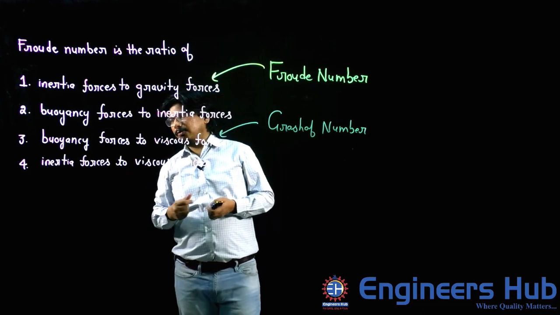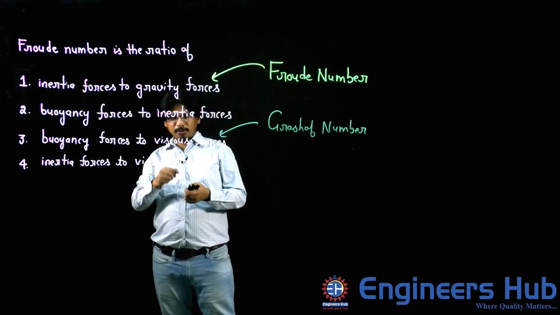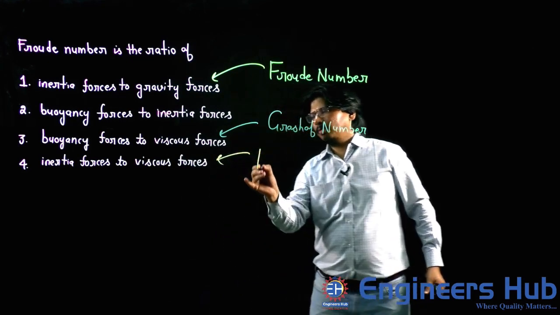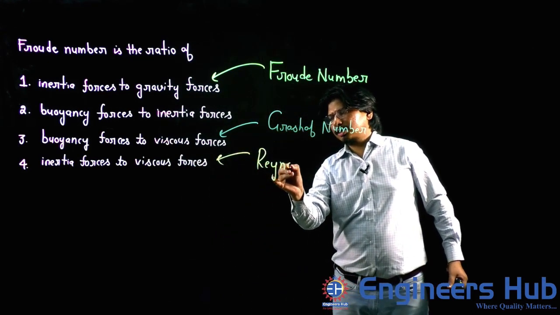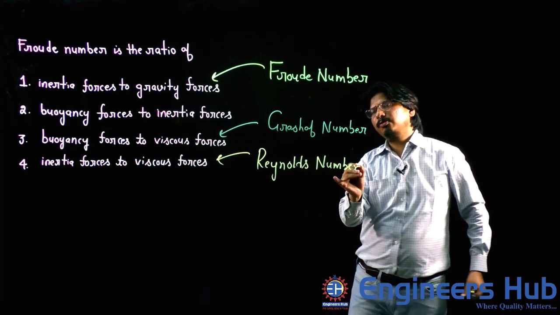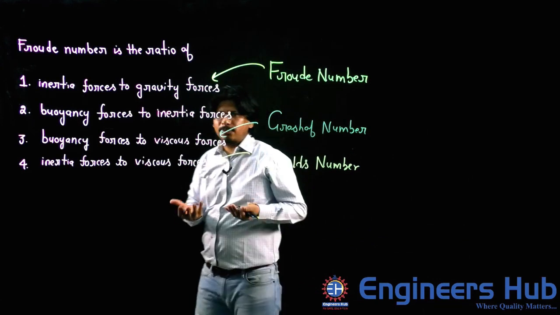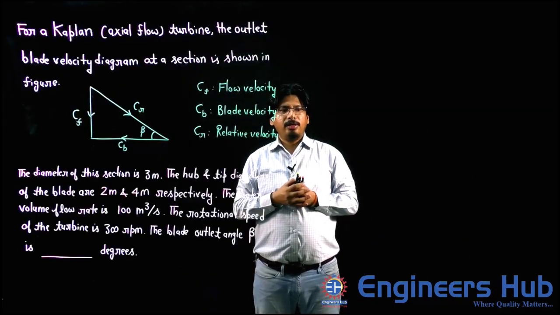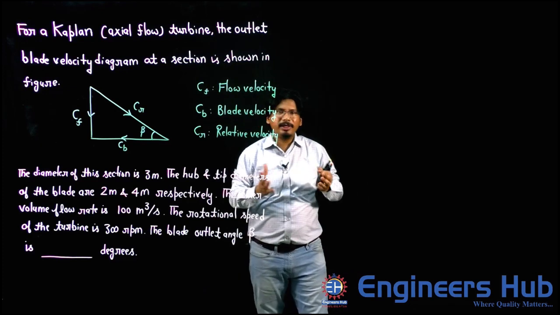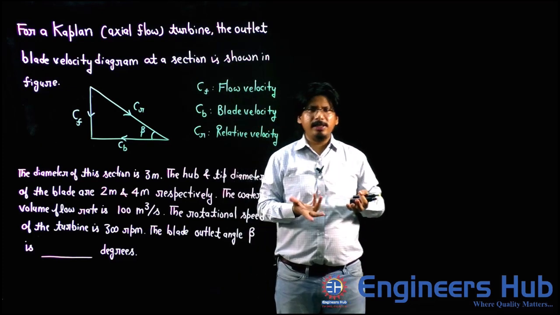My friends, if you see the fourth one, inertia forces to the viscous forces, you know, my friends, it's Reynolds number. And this Reynolds number is used for the analysis of viscous flows. Thank you so much. So, my friends, this is one of the questions which came from hydraulic machines.